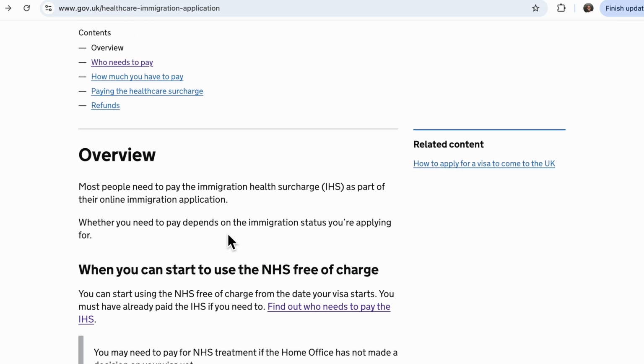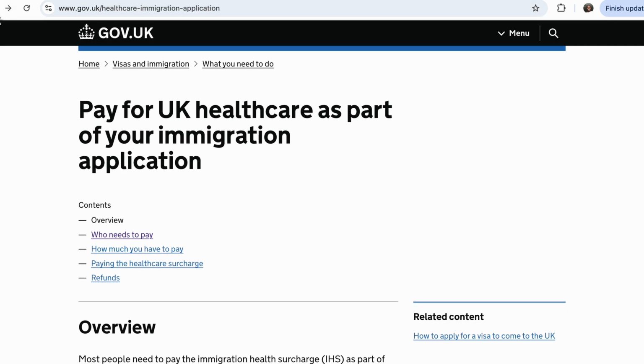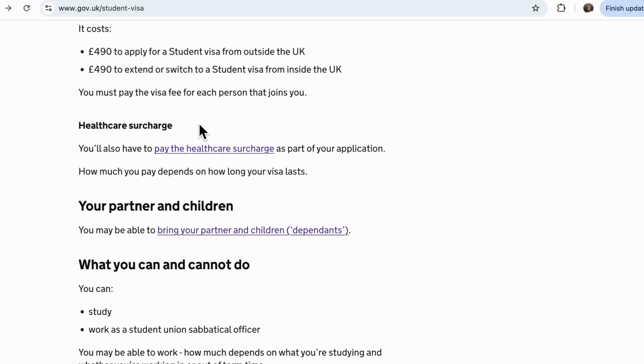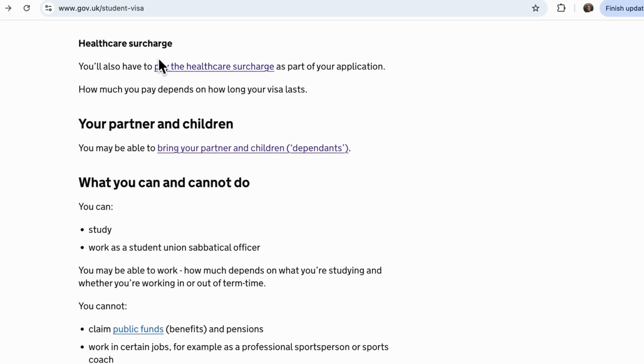So yep. It will be multiplied by the number of years, but most of the time, let's say you're coming to do a course for 2 years. So let's say it's £600, you have to multiply by 2 years, right? They're saying how much you pay depends on how long your visa lasts. So yeah, that's what I say.